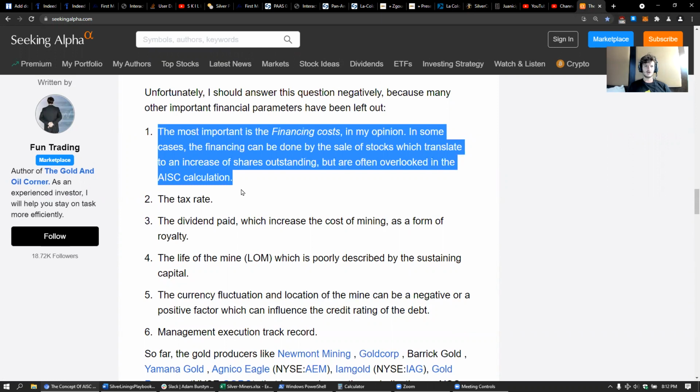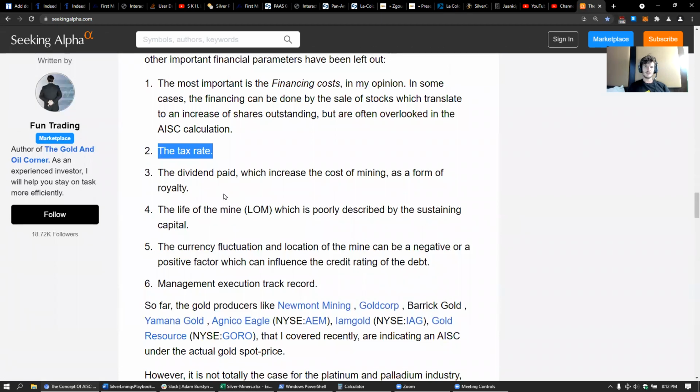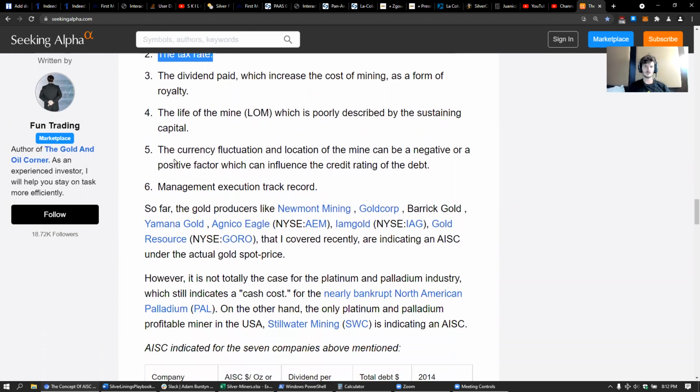There's the tax rate. If they had the same AISC, but one was in Mexico and the other was in, well, we've had Morocco, let's just say Morocco had higher taxes. Hypothetically, which would you rather have? Obviously, the one with lower taxes. The dividend paid, which increased the cost of mining, sure. It's a form of royalty, because they can't reinvest that back in the company. That's true for any dividend for any company.